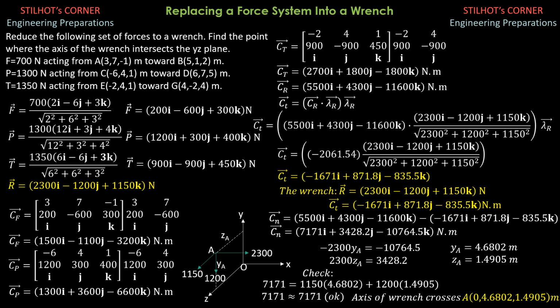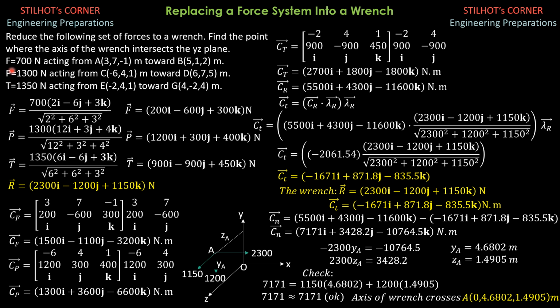Here is quiz 4 of the fourth section that I handled in statics. This is about reduction of a force system into a wrench, the simplest force system in 3D. So reduce the following set of forces to a wrench. Find the point where the axis of the wrench intersects the YZ plane. There are 4 forces, and each force has a moment about the origin.